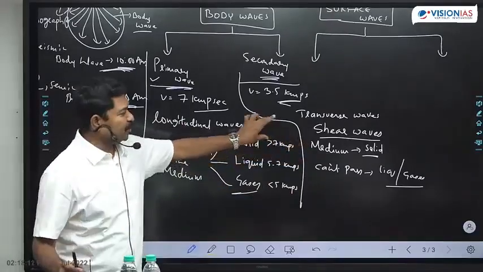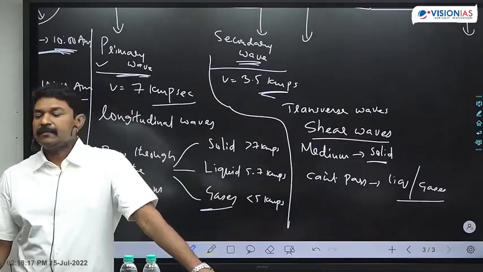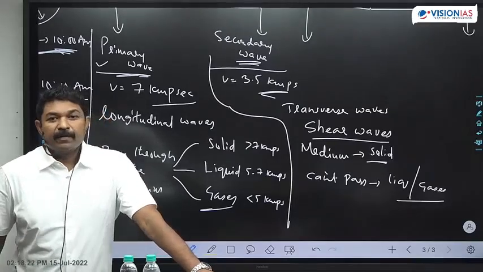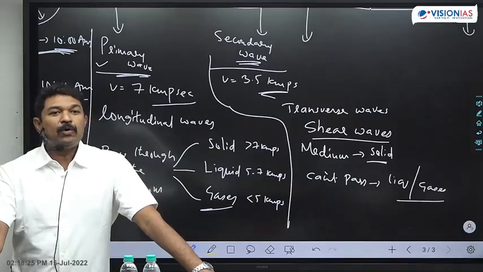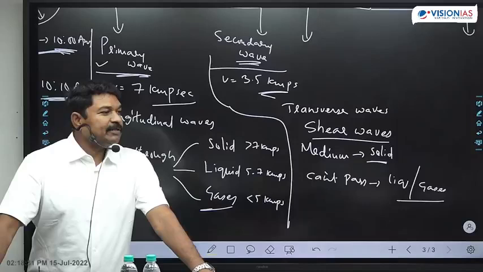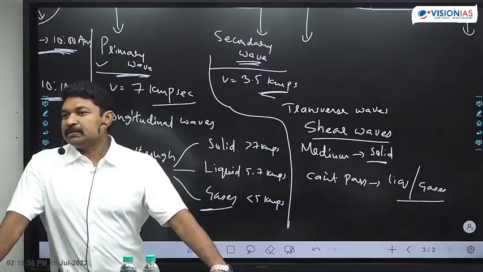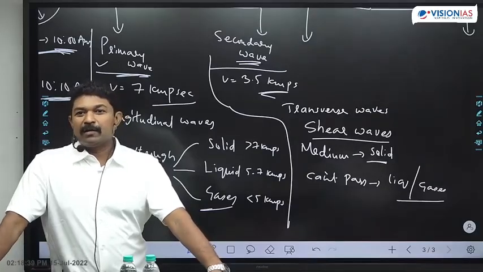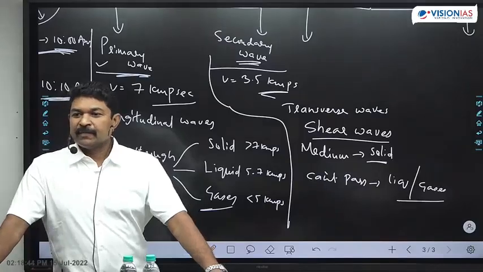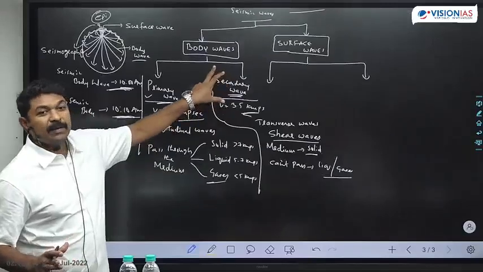Next point, they are similar to transverse waves. Full stop. They can pass through only solids, but not in liquids or gases. Okay, these are the properties of P wave and S wave, meaning the body waves.